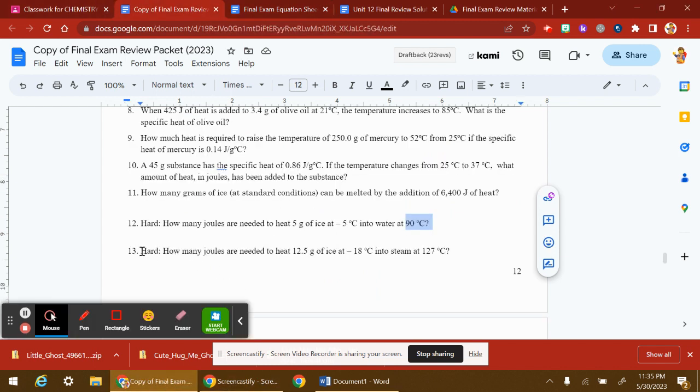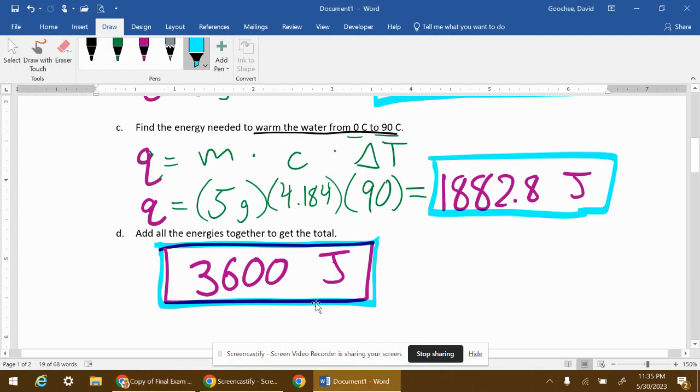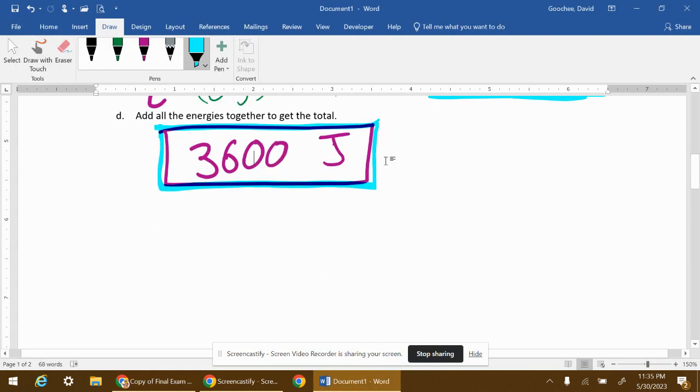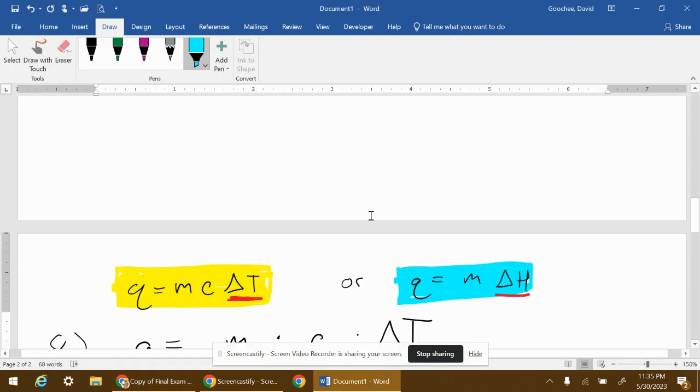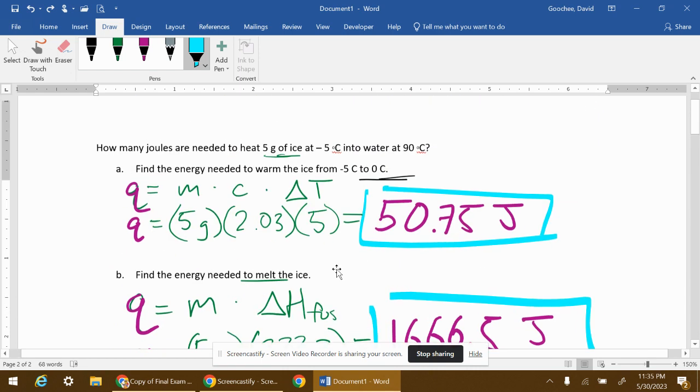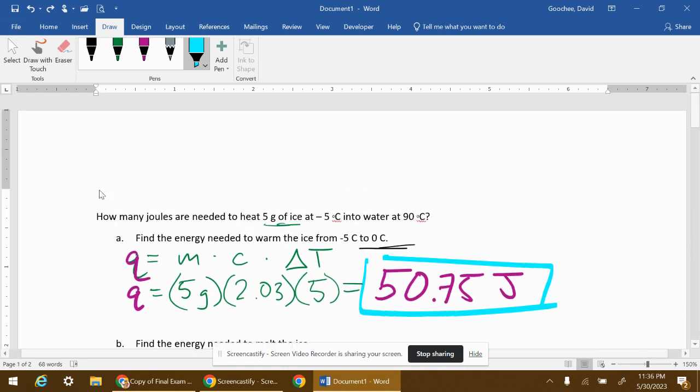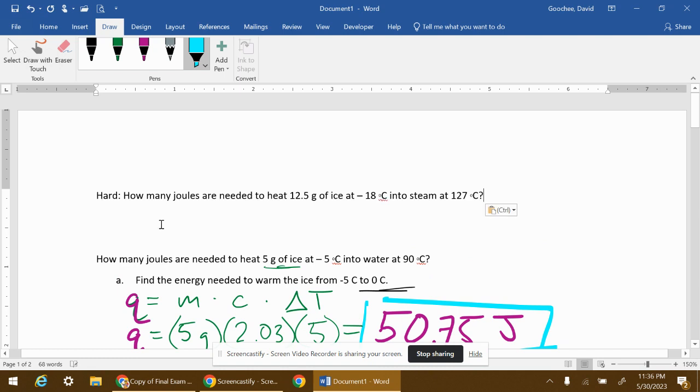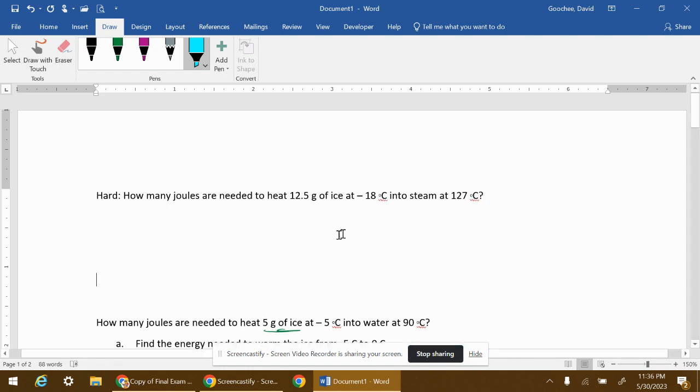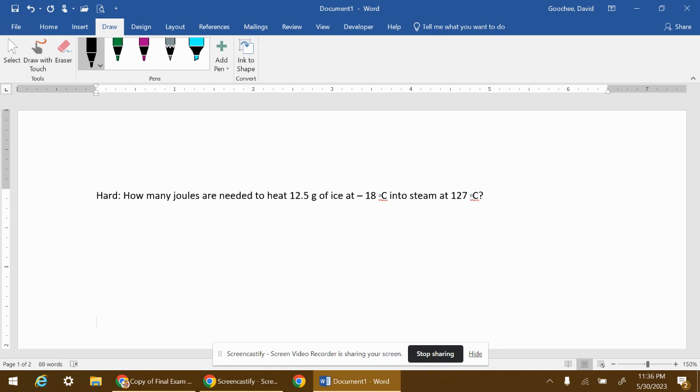Now, this question number 13, I don't want to do, and I'll tell you why. One, because you're not going to be getting a 5-step problem on the final exam. And second, because it is a 5-step problem. If we were to look at this and just identify the steps ourselves, it's not hard. It just takes some time.